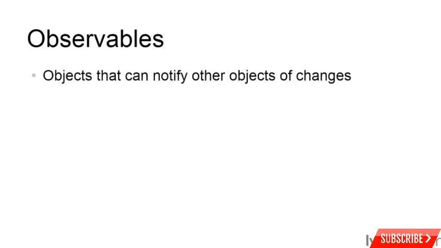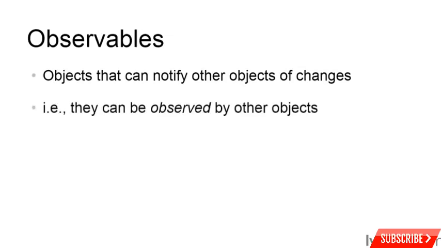In Knockout, many of the view model elements are going to be represented by what are known as observables. These are objects that have the ability to notify other objects when they undergo changes, so that the other objects can make any necessary updates to their own state. Another way of putting that is that these objects can be observed by other objects that are dependent on them.